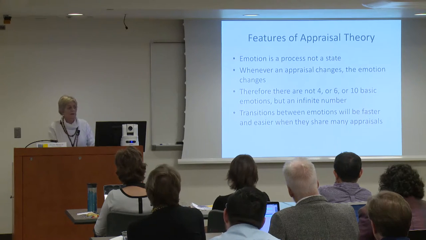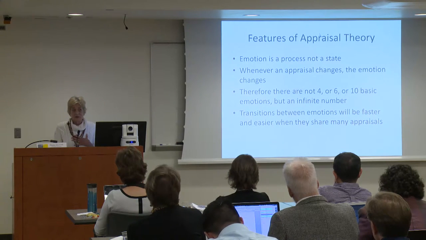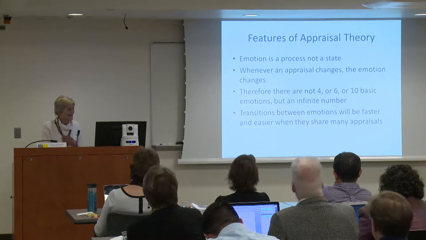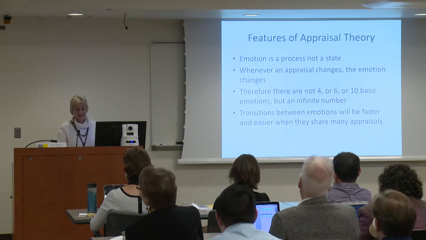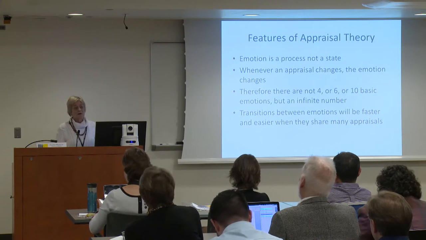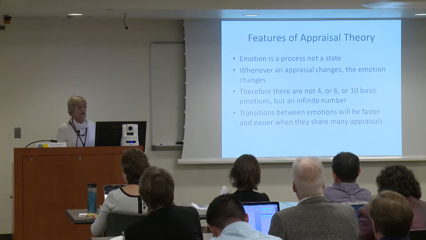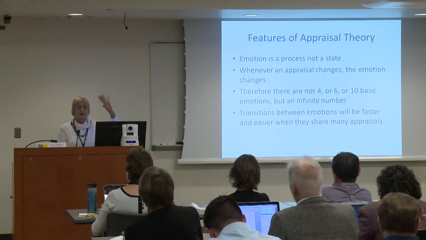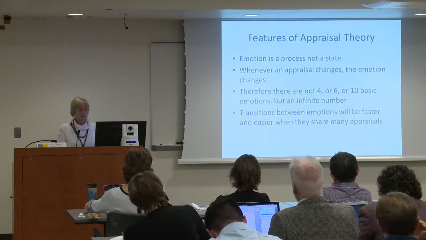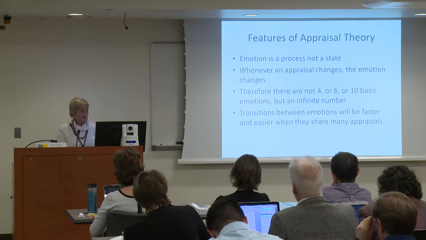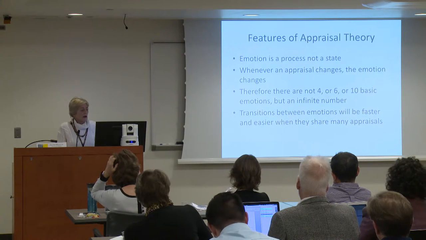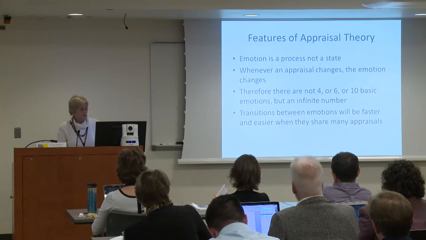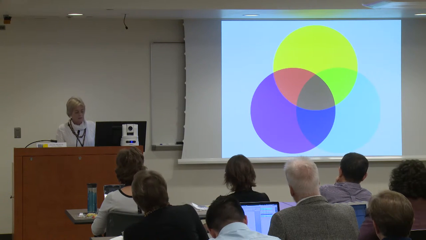Okay, so the features of, you'll notice appraisal theory has features, not problems, right? Is that emotion is a process, not a state. There are no discrete states. It's just constant shifting and changing of appraisals, and so the emotional experience. So there are an infinite number of emotions, not 4 or 6 or 10. And the transitions among emotions will be faster when they share many appraisals.